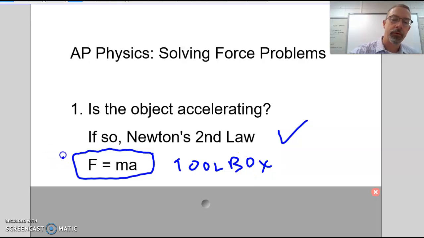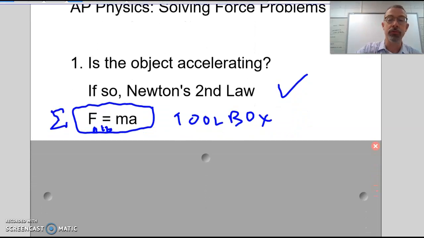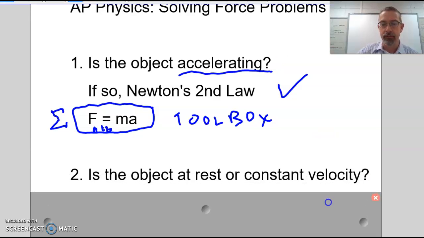Sometimes they'll put a sigma sign here, which means the sum of the forces, or sometimes a little subscript saying net force. But my net force is going to equal mass times acceleration. Use this equation if the object is accelerating, and accelerating is speeding up, slowing down, and we're also going to find that it incorporates changing direction, when we talk about centripetal acceleration.